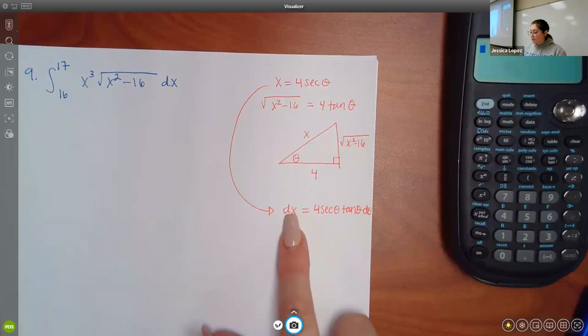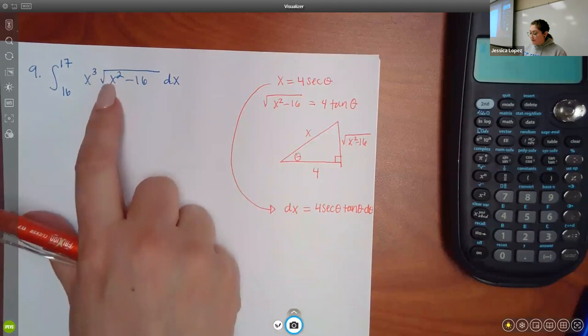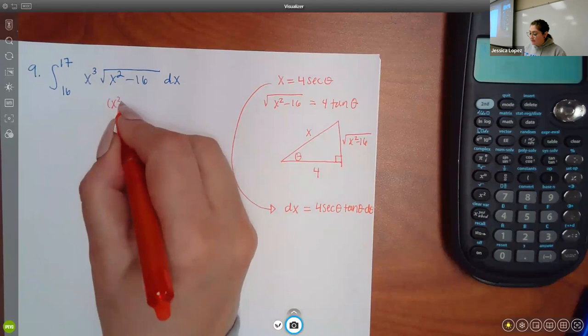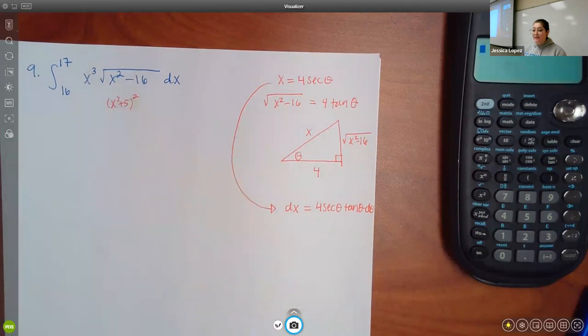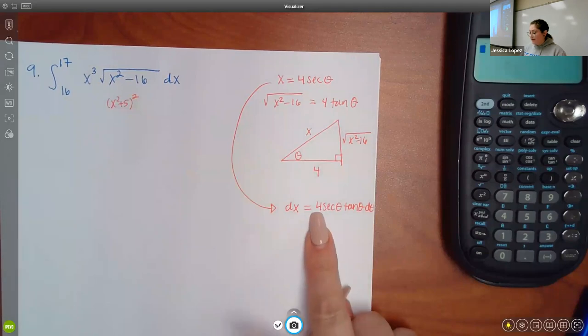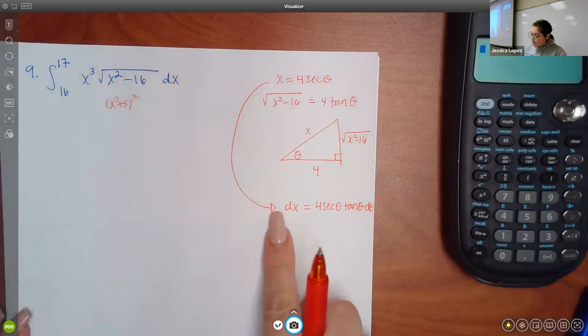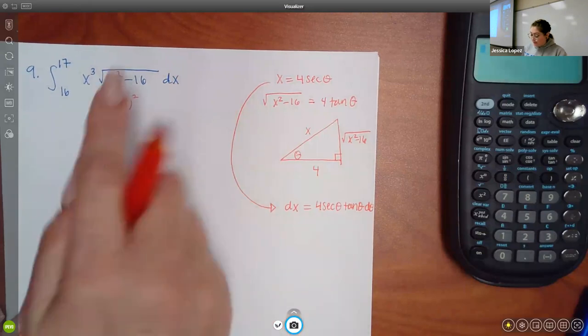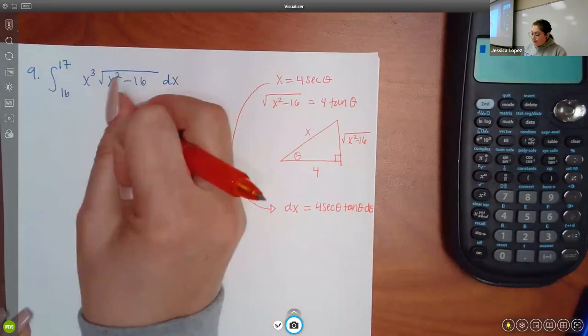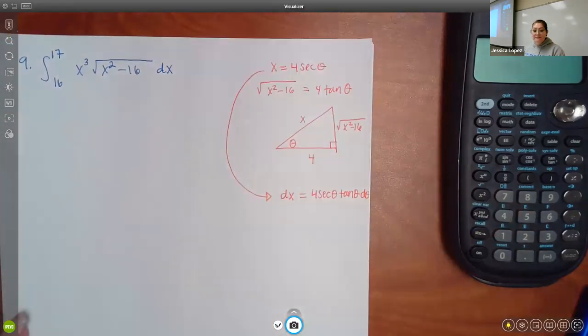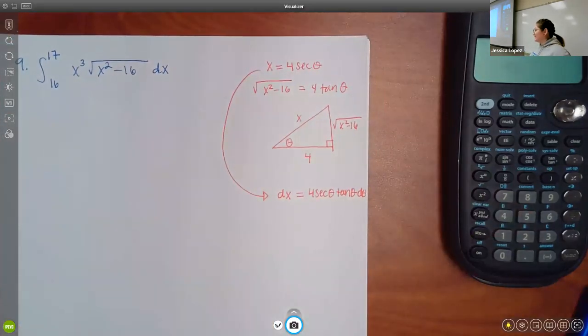Because what if this part in here that was being squared was, what if it was like this, right? Then the derivative wouldn't be just a constant multiplier. It would be something else, okay? And then this part wouldn't be just dx, it'd be like a whole thing, right? So that's why they don't tell you what it is. You have to find the dx. Don't forget to find the dx.